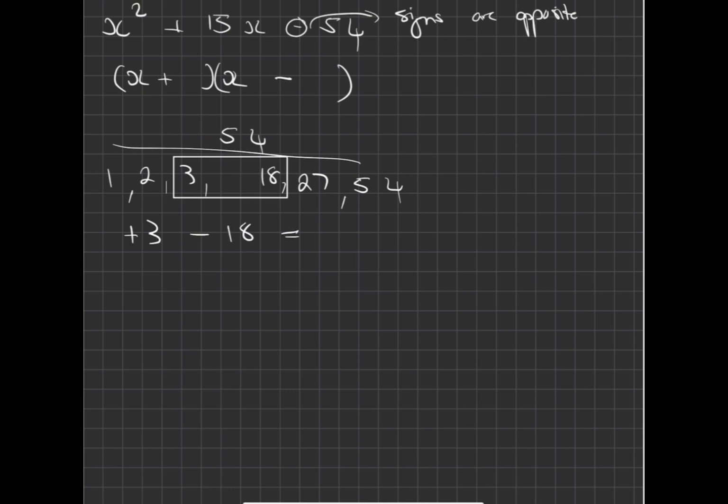Does it give us plus 15? What is plus 3 minus 18 going to give you? It's going to give you a minus 15 rather, not minus 18. We are looking for a plus 15, right? So then what you see is that we have to actually make it a plus 18 minus 3, which is going to give us plus 15.